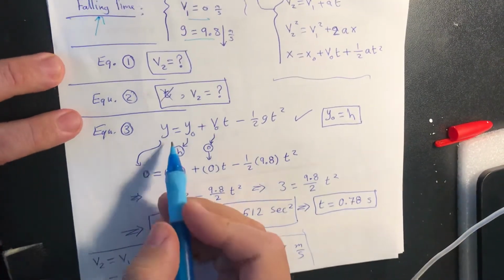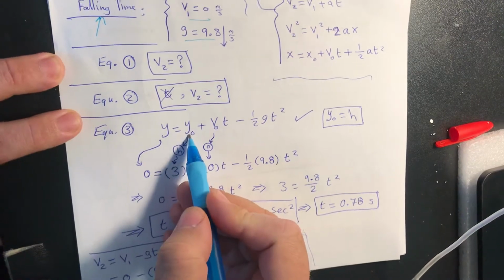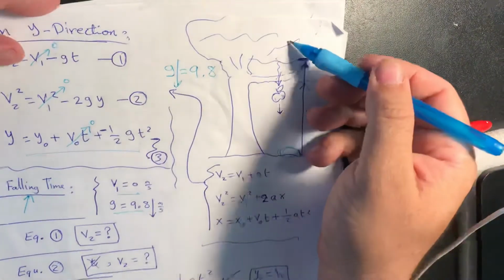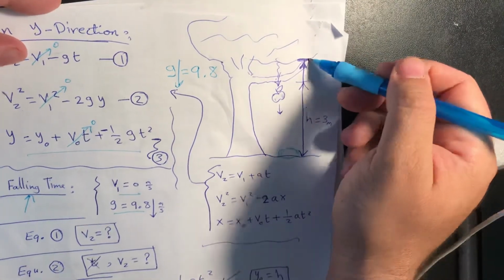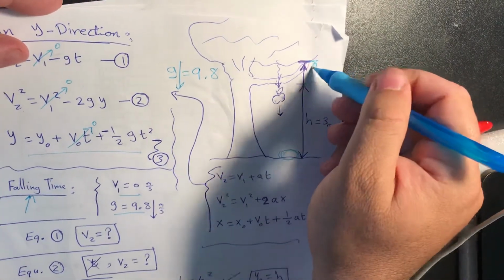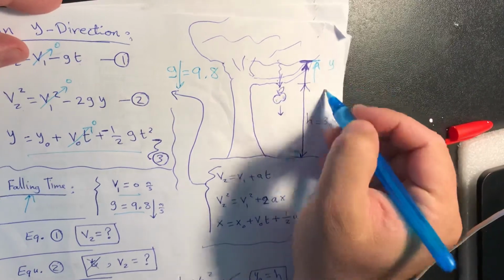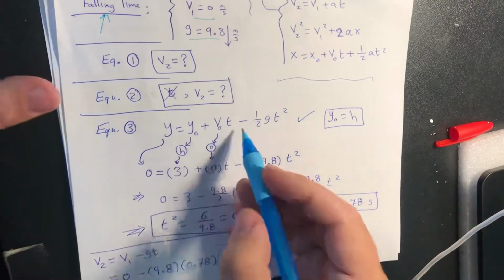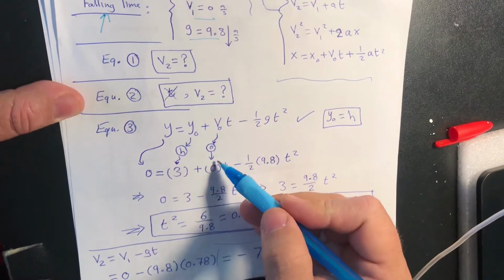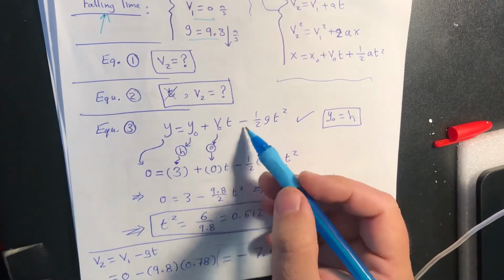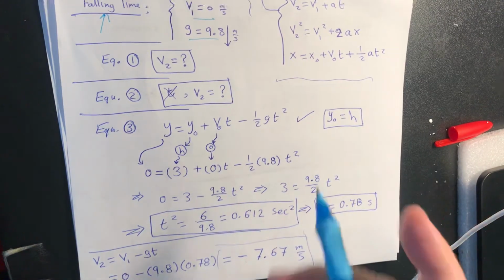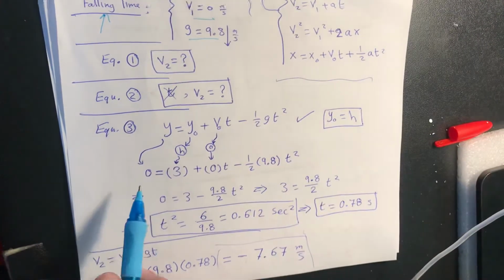The third equation, y is equal to y naught, which is the initial position, which is 3 altitude. This is y naught, which is equal to h. V naught, as we said before, is 0, minus half g t squared. This is the third equation. Y naught is h, as we said.